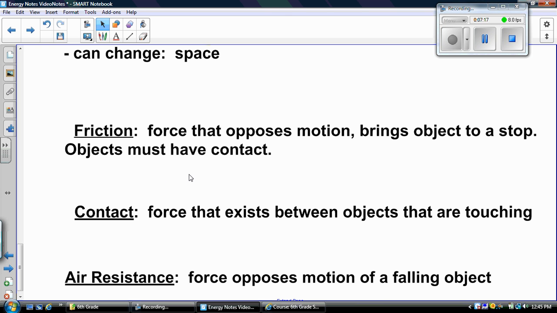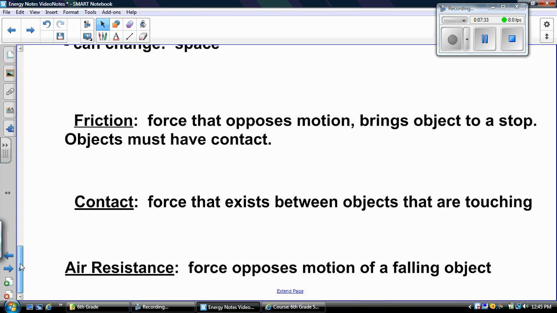A contact force is a force that exists between objects that are touching. So anytime objects are touching, there's a contact force. For an apple on a desk, the reason the apple is not moving is that there's a contact force between the apple and the desk. Air resistance is another force that opposes the motion of a falling object. The force of gravity always pulls things down. Air resistance goes against the force of gravity, because when something falls, air molecules hit whatever is falling, pushing up on the object, whereas gravity is pulling down.